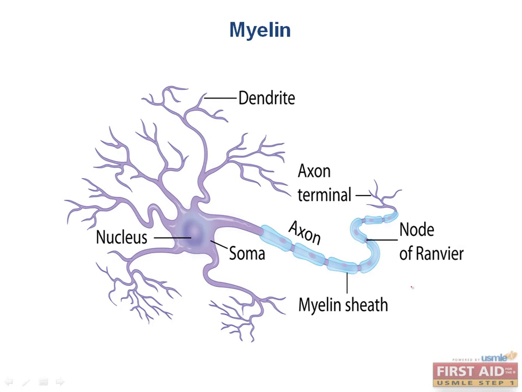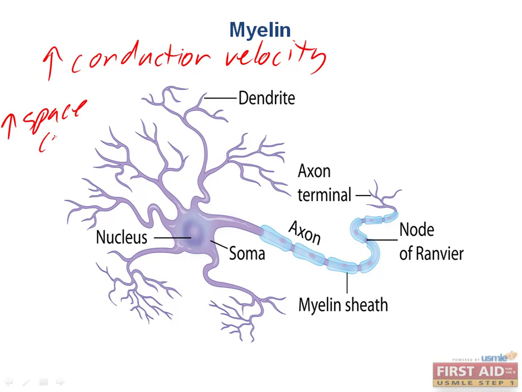Myelin is present in both the central and peripheral nervous systems. In the CNS, it is produced by oligodendrocytes, while in the PNS, it is produced by Schwann cells. We will talk about these cell types in more detail soon. Myelin dramatically increases the conduction velocity of electrical signaling, and it does that by increasing the space constant.